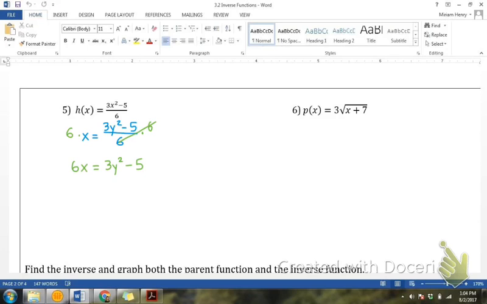If you're watching the video, go ahead and pause and finish. So if we have 6x plus 5 over 3 equals y squared, my last step is to do what? The radical, square root it. Okay.